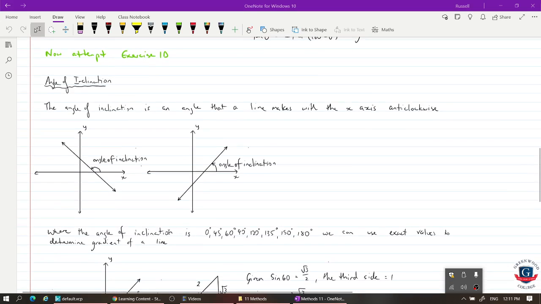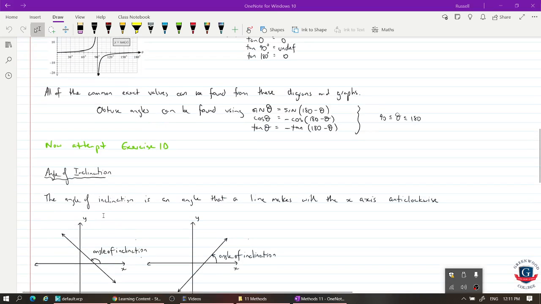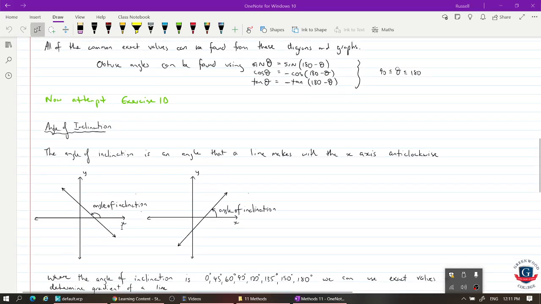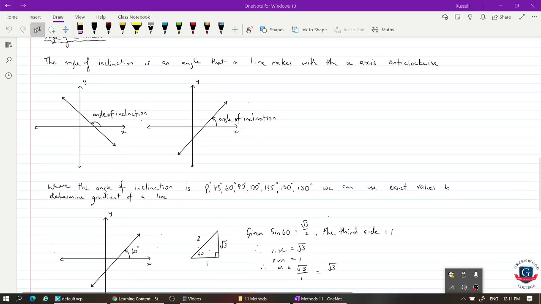So, an angle of inclination. An angle of inclination is an angle that the line makes with the x-axis anti-clockwise, and we've seen this already kind of with the unit circle and obtuse angles. So in this case we would say the angle of inclination is from here to there for a graph with a negative gradient, and from here to here for a graph with a positive gradient. Where the angle of inclination is one of the values that we're familiar with from our exact values, we can use them to determine the gradient of the line.